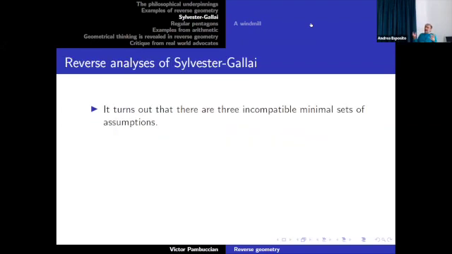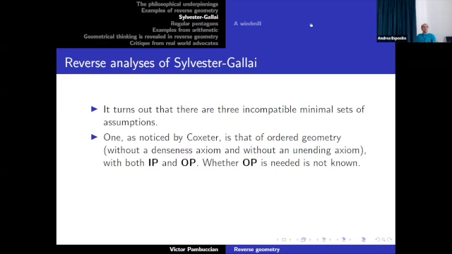I did a reverse analysis of this, and it turns out that there are 3 compatible minimal sets of assumptions. One is that of ordered geometry. But ordered geometry this time where you don't need to say that the order is dense or unending. So you need both IP and OP, because the proof that OP implies IP used the unendingness thing. Without it, you need both. It's not known whether OP is needed. So nobody knows whether this would be true in a geometry with just IP.